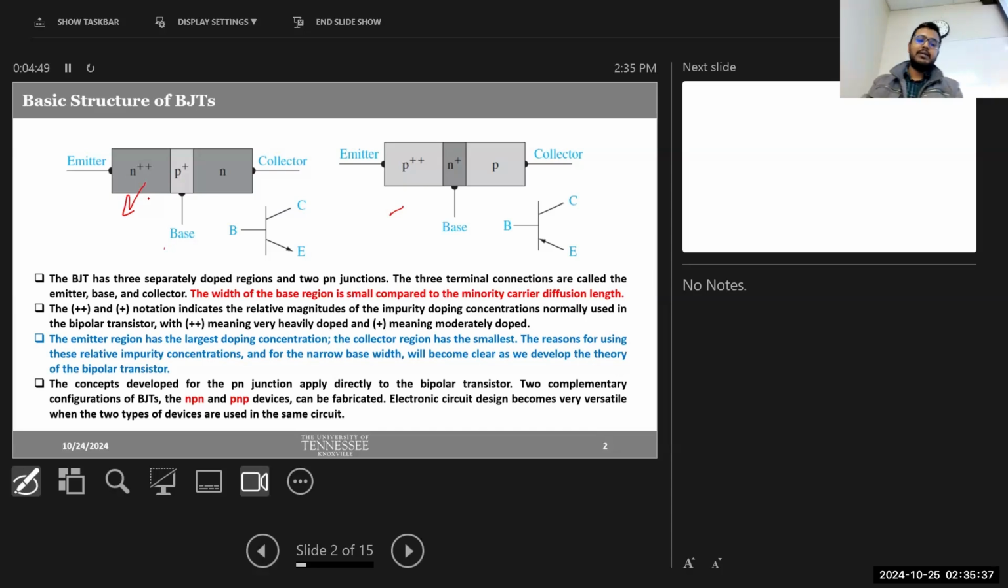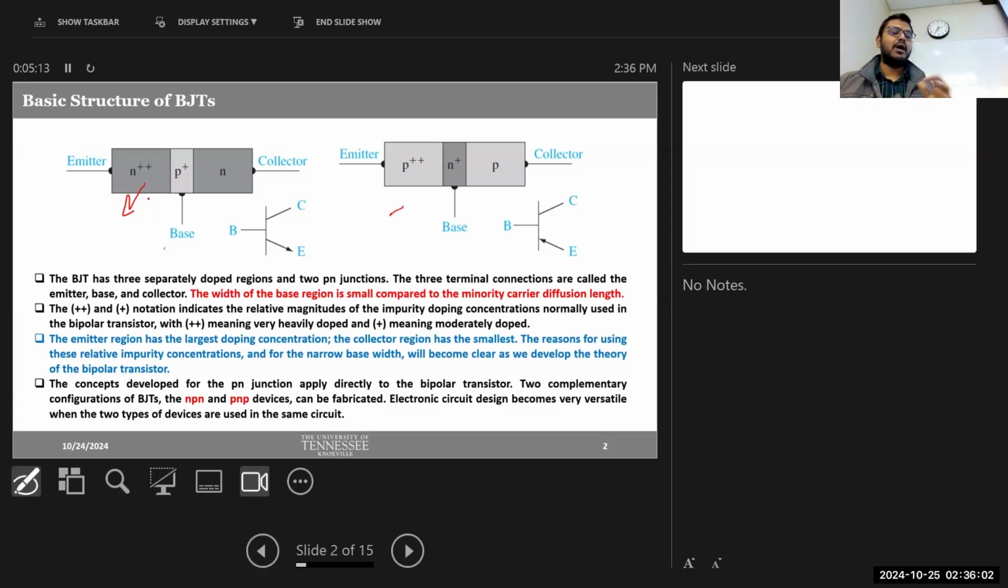As you can imagine by the name, the collector will collect those emitted electrons or holes. Okay, and the base is in between. This base will help this emission and this collection, the transfer of electrons or holes from the emitter to the collector. So the base will help in that process. Okay, so these are the three terminals: emitter, base, and collector.